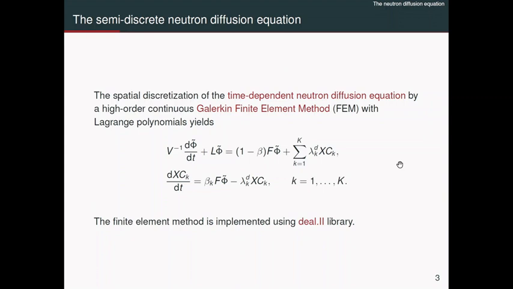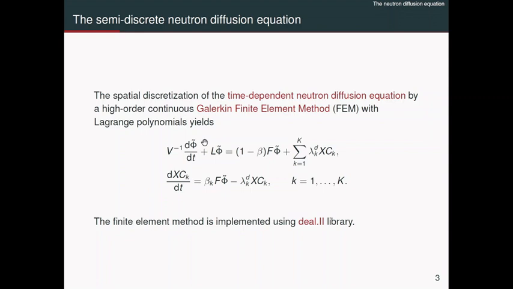To make a spatial discretization of this equation, we have applied a Galerkin finite element method with Lagrange polynomials to obtain a semi-discretized system of differential equations in time, where these matrices are the discrete version of the continuous operators of the equation that contain the materials and the cross-sections that are dependent on the reactor. And here we have the neutron flux. To implement the finite element method, we have used the DEAL.II library.